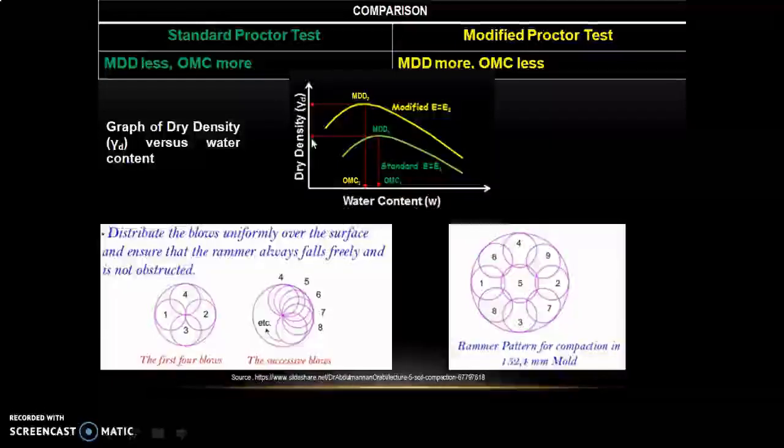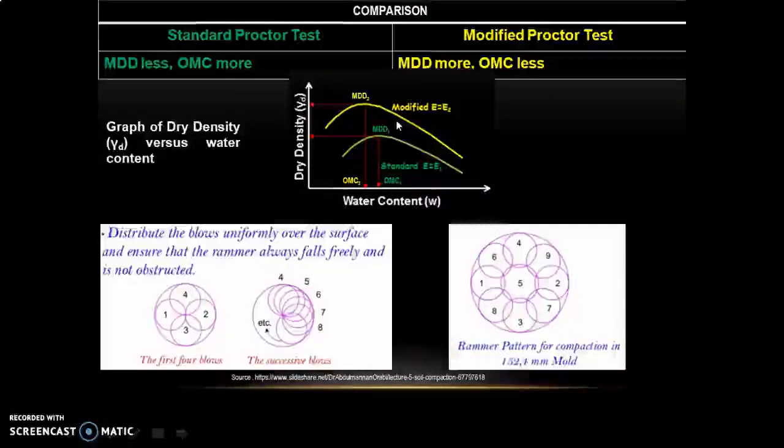Now here we can see a graph of dry density versus water content. There are two compaction curves being drawn. The first one, which is shown in green color, is for the results of standard Proctor test, and the one which is shown in yellow color is for modified Proctor test. The values of MDD and OMC are represented for standard test, and also values of MDD and OMC are shown for modified Proctor test.